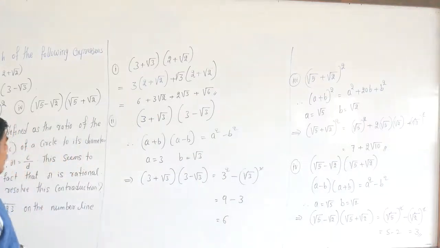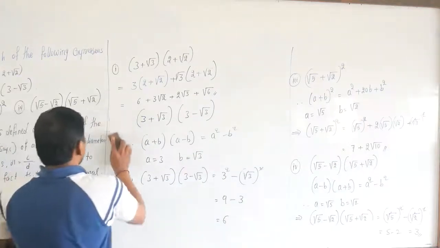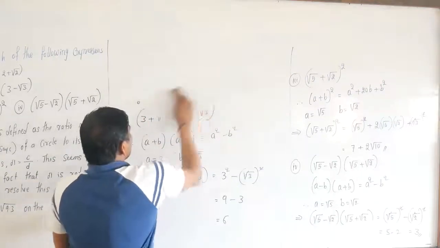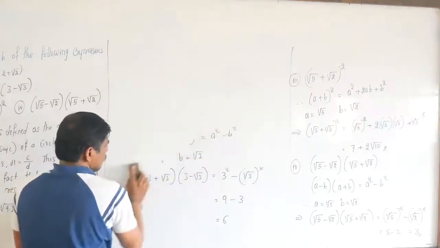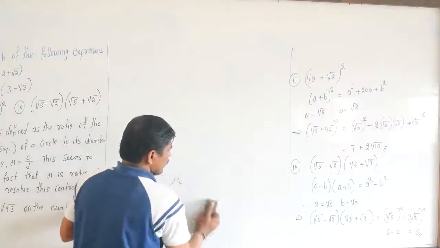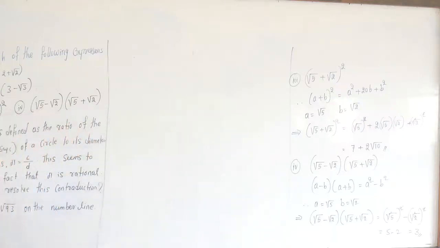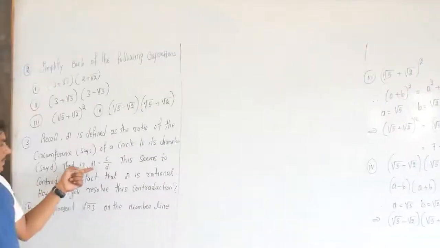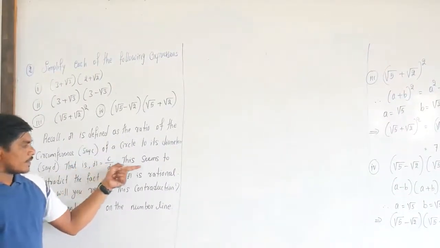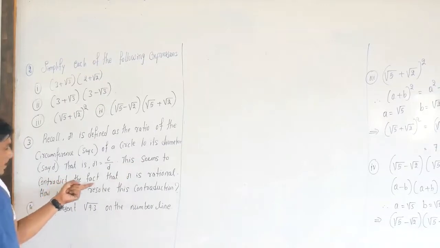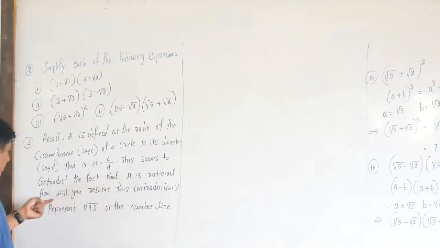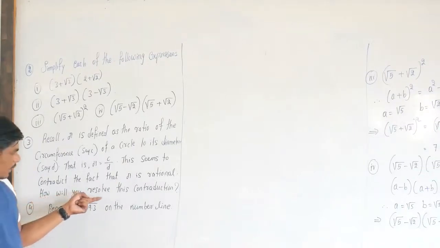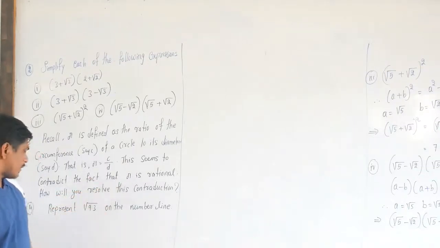Now again, the third one, main question number 3. This is a very simple question, but you have to observe. The third question is: recall pi is defined as the ratio of the circumference, say C, of a circle to its diameter, say D. That is, the pi value is C by D. This seems to contradict the fact that pi is irrational. How will you resolve this contradiction? It's a very simple question.